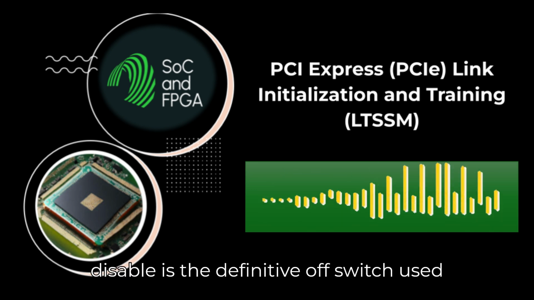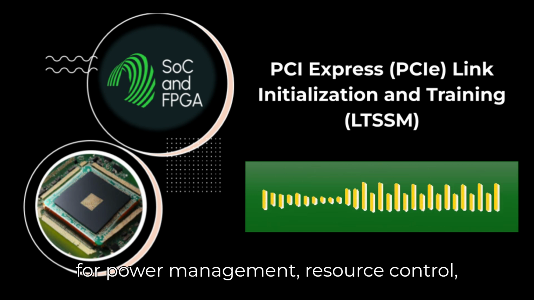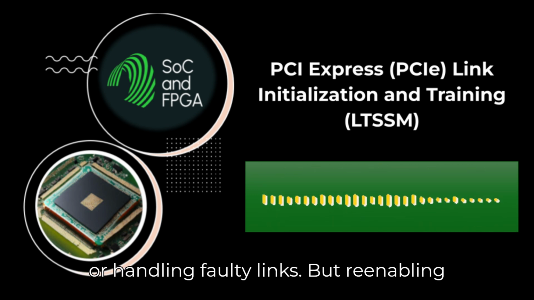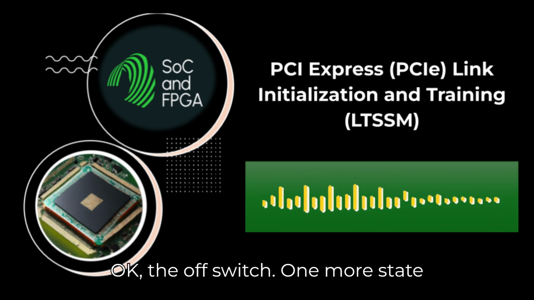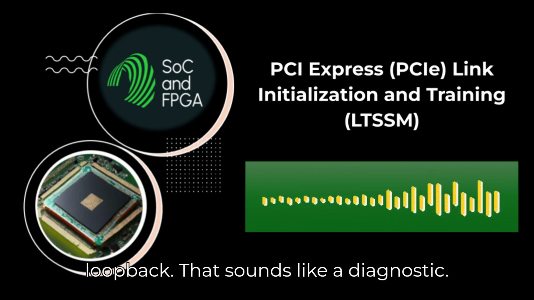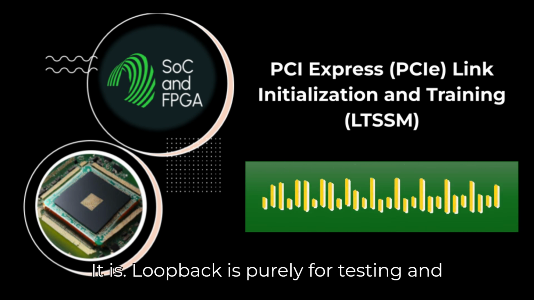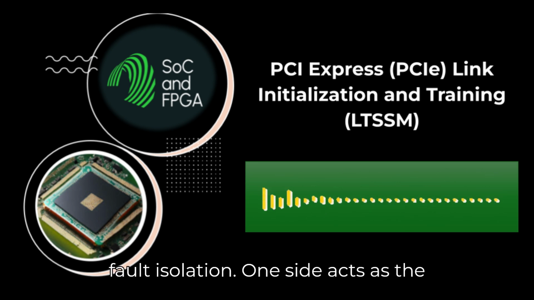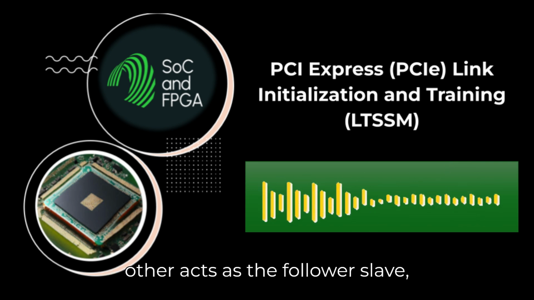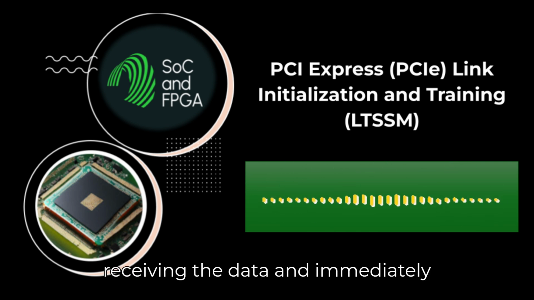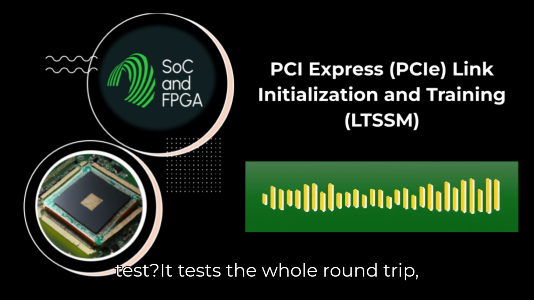So link disable is the definitive off switch, used for power management, resource control, or handling faulty links, but re-enabling always incurs the full training latency. Okay, the off switch. One more state. Loopback. That sounds like a diagnostic. It is. Yeah. Loopback is purely for testing and fault isolation. One side acts as the lead, or master, sending data, and the other acts as the follower, slave, receiving the data and immediately sending it right back. What does that test? It tests the whole round trip.